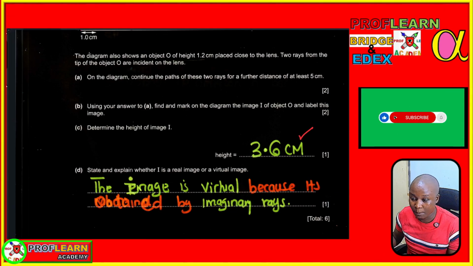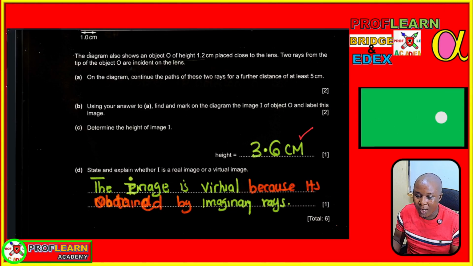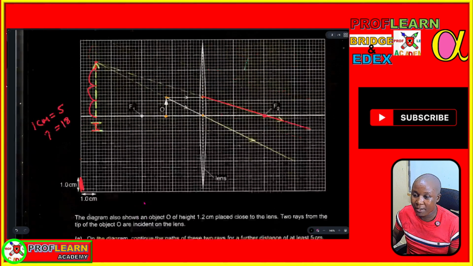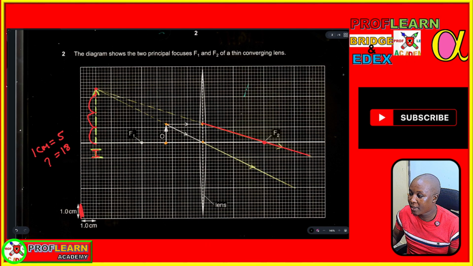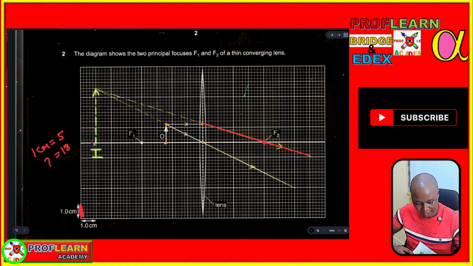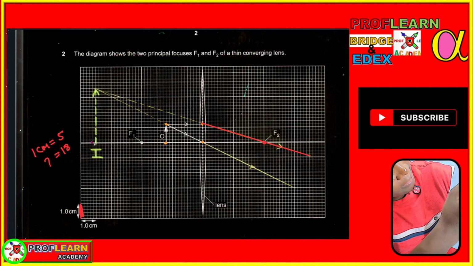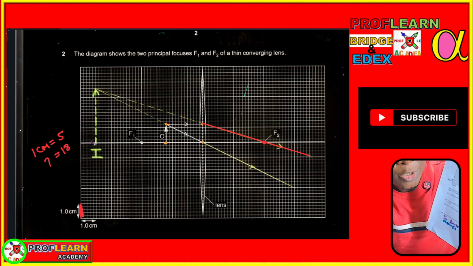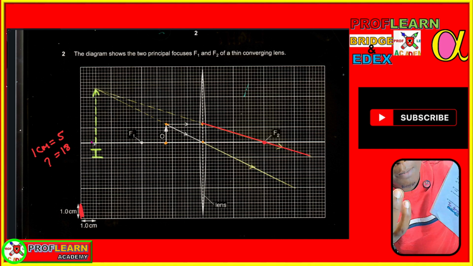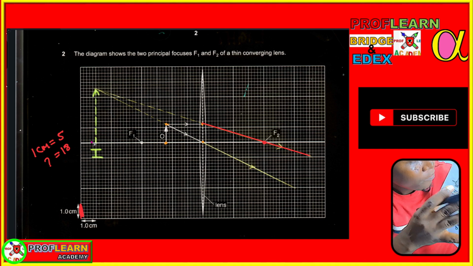So let's go straight and continue with the next part, whereby you are supposed to state and explain whether the image formed is real or virtual. So you need to understand what we mean by real and virtual images. If you look at the image that we formed here, the image was formed by imaginary rays. So we are saying that this is a virtual image because it is formed by virtual rays.